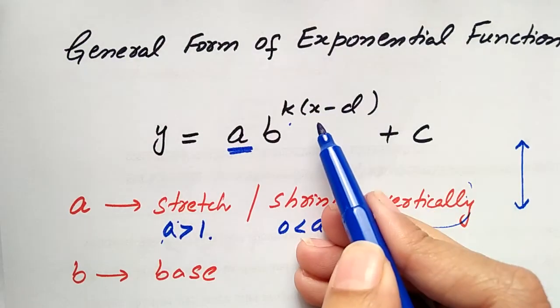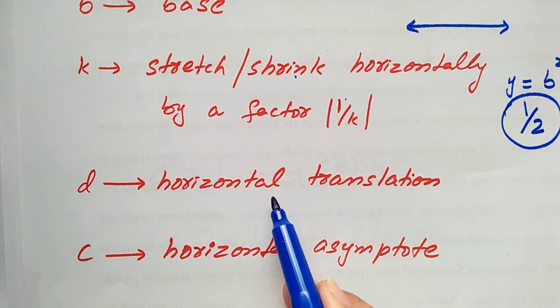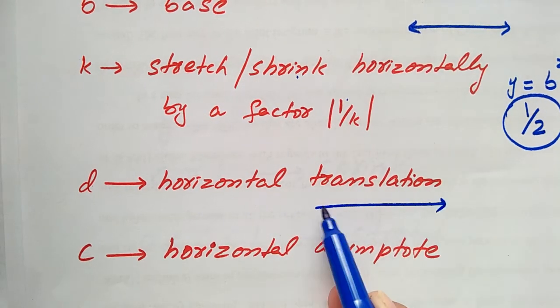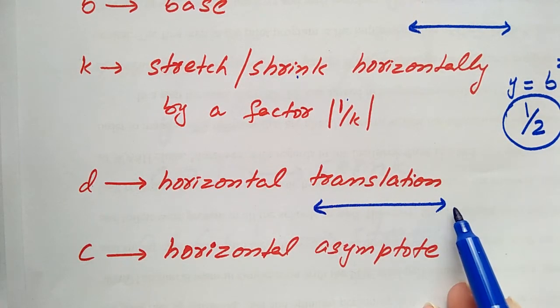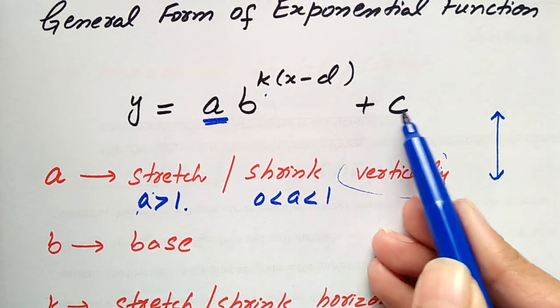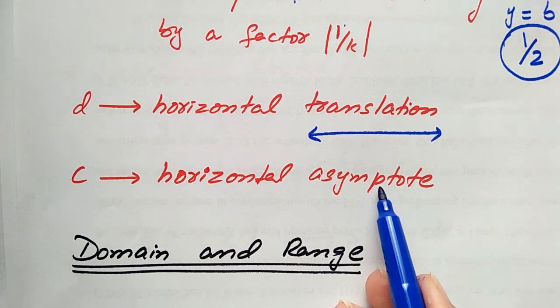D, that is basically x minus t. This d is representing the horizontal translation, whether we are moving in the left direction or in the right direction. And at the end, plus c.